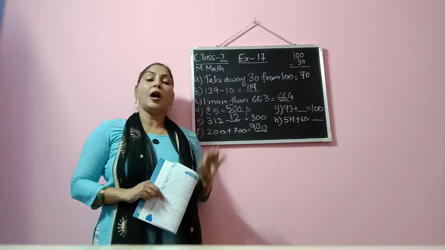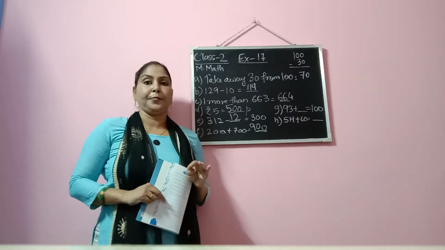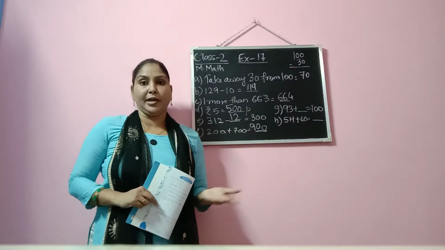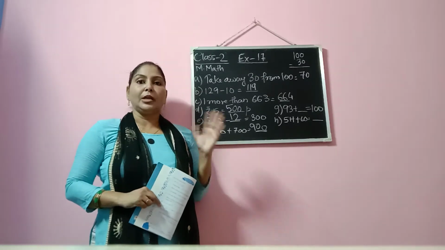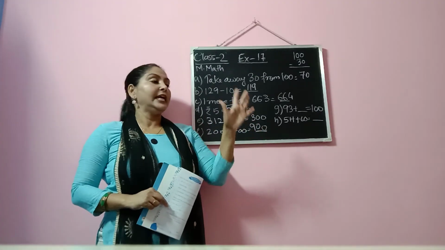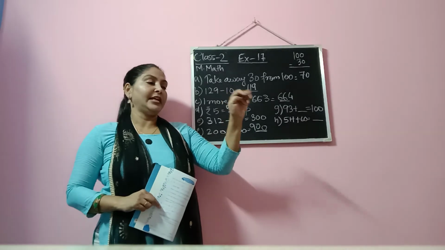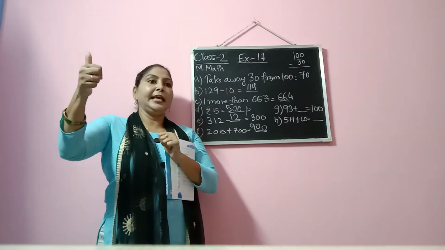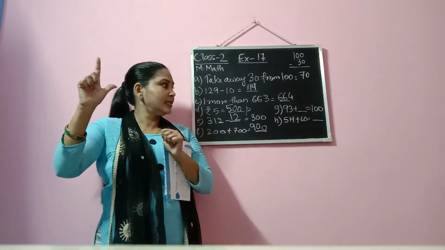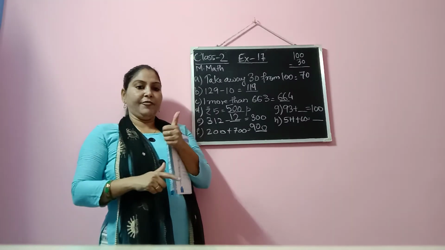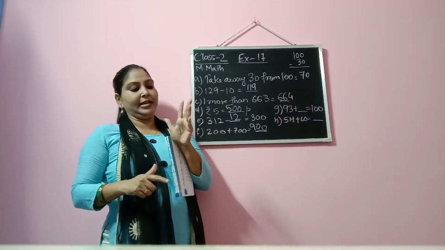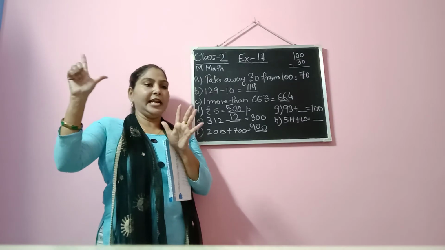In 93, how much will you add to make it 100? So here we are going to do forward counting till we get 100. Let us start. After 93, we will say 94, 95, 96, 97, 98, 99 and 100.